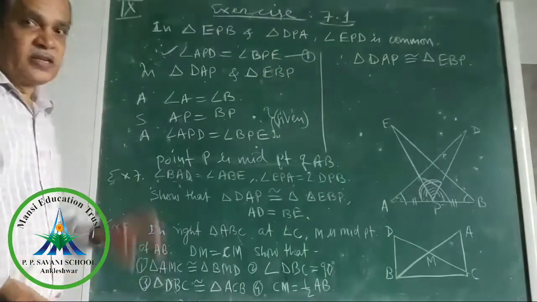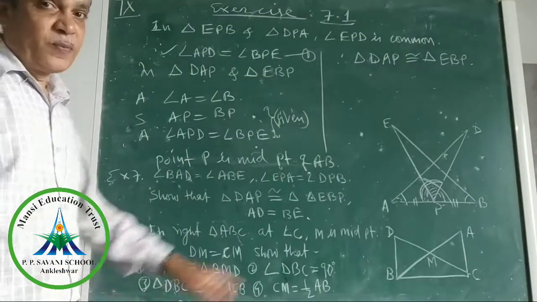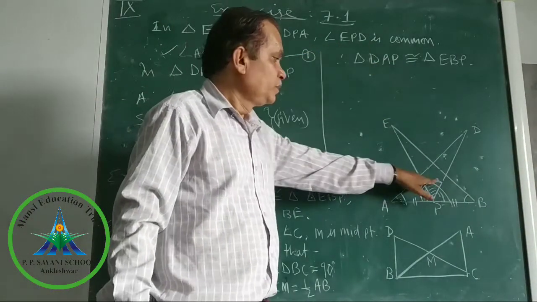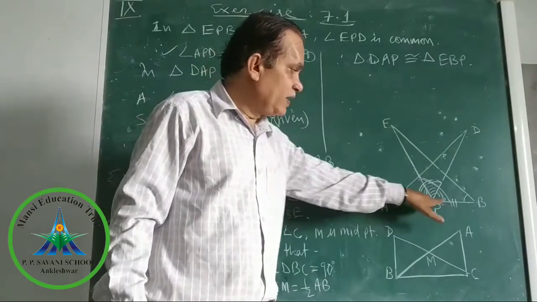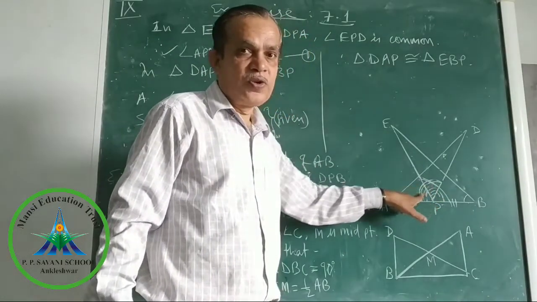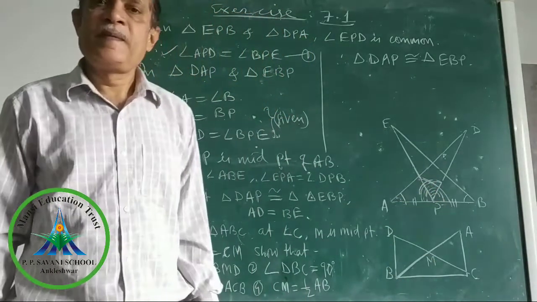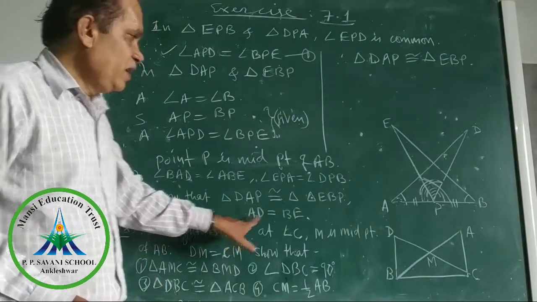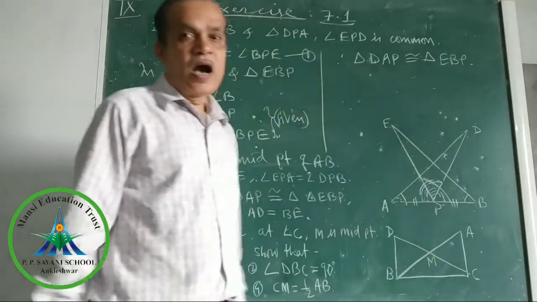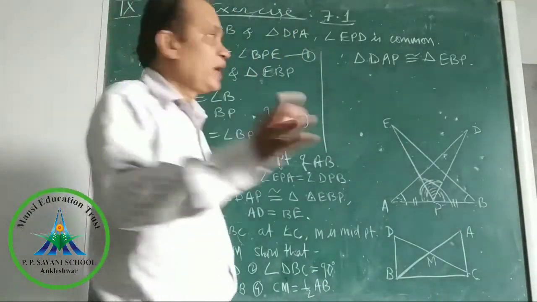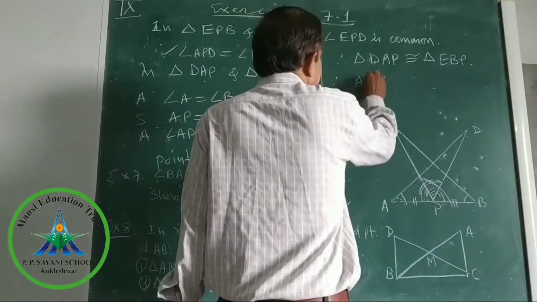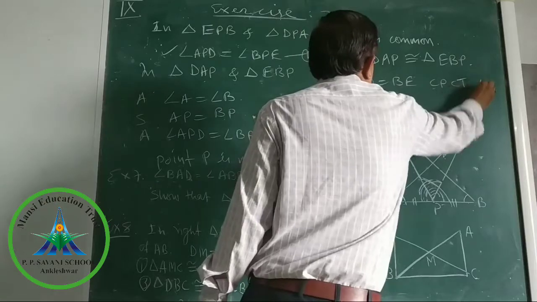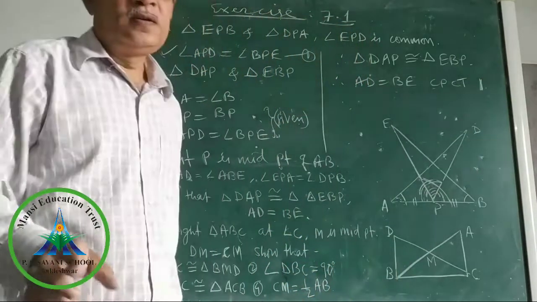Did you understand this, children? Which part is important for this example? This common part. Then these angles are equal, so the sum of the common part to equals is equal to each other, right? And now see, if these triangles are congruent, then AD and BE are corresponding parts of congruent triangles. Therefore, AD equals BE. Got it?